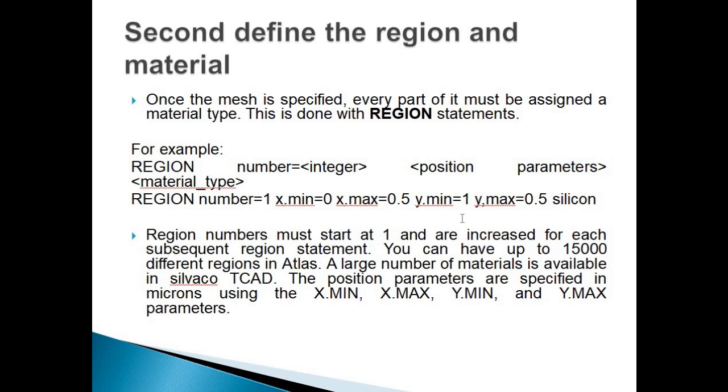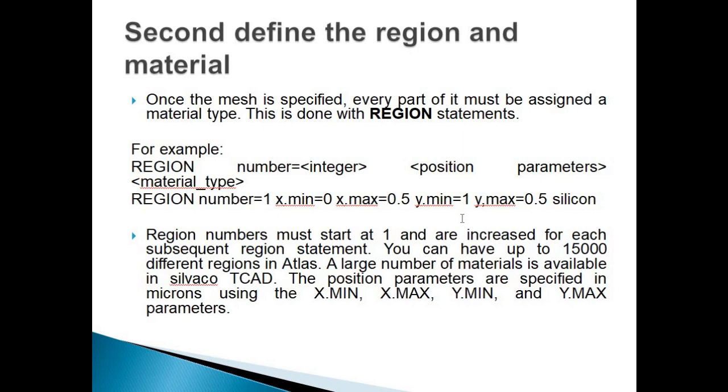Region numbers must start at 1 and are increased for each subsequent region statement. You can have up to 15,000 different regions in Atlas. A large number of materials are available in Silvaco TCAD. For a particular material, you have to study the Atlas manual. The position parameters are specified in microns using the x.min, x.max, y.min, and y.max statements.